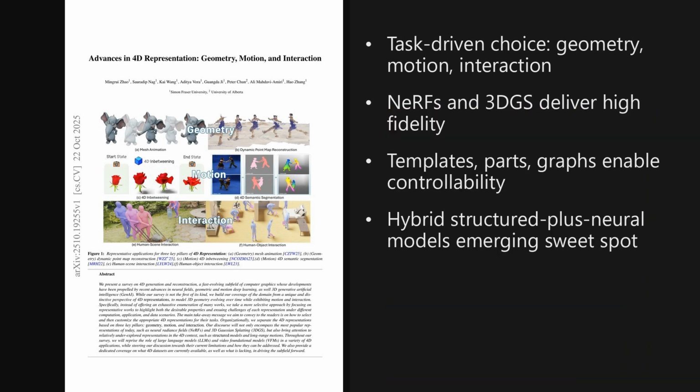I'm Alex. Today we're looking at a paper trending on X, published on October 22nd, 2025, which was about 2 days ago. Its key move is a selective, representation-centric survey that shows how to choose 4D representations for geometry, motion, and interaction by weighing fidelity, controllability, compute cost, and task fit. The paper is titled, Advances in 4D Representation, Geometry, Motion, and Interaction, and as we will see, the guidance for picking the right tools is quite practical.